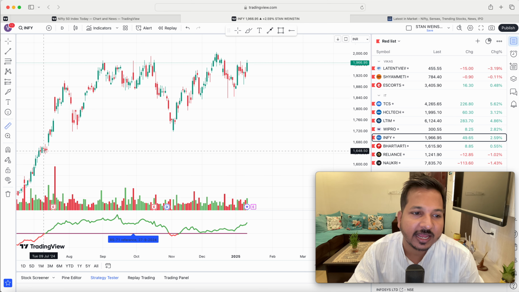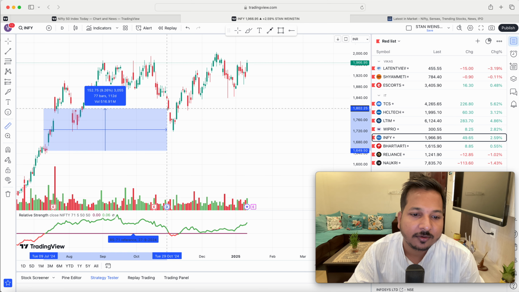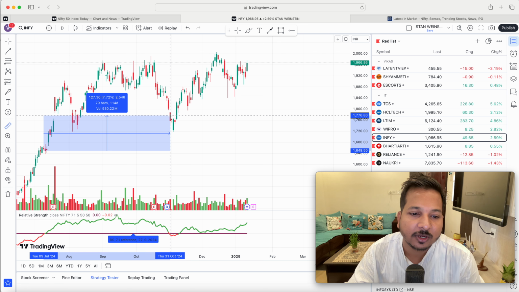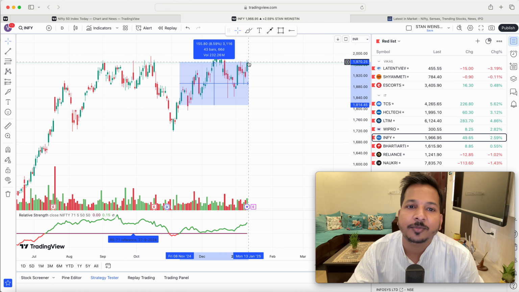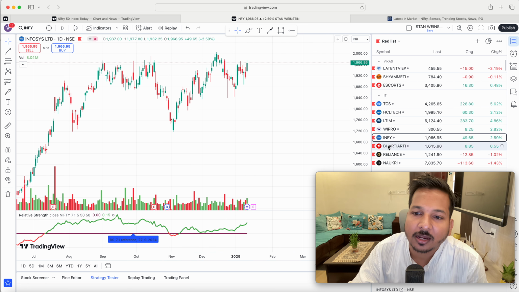Suppose at this point somebody has taken entry and he would have exited when the RS line goes below zero. Suppose at this point he would have got 6%. Now again he would have taken entry somewhere here, and now also he would be in this trade, 8% again got.